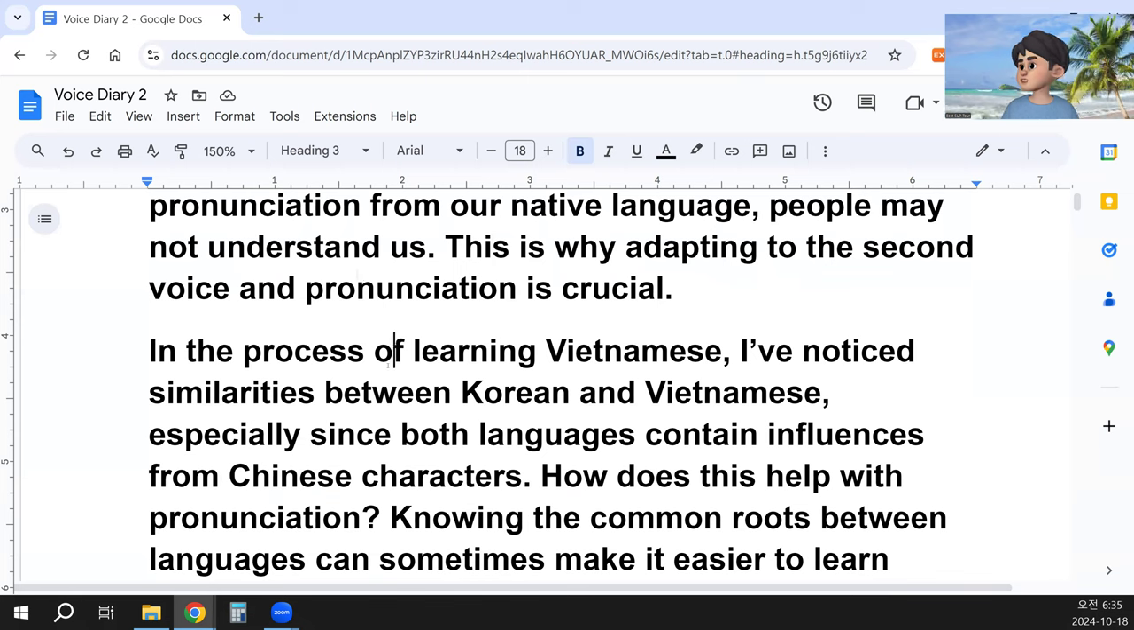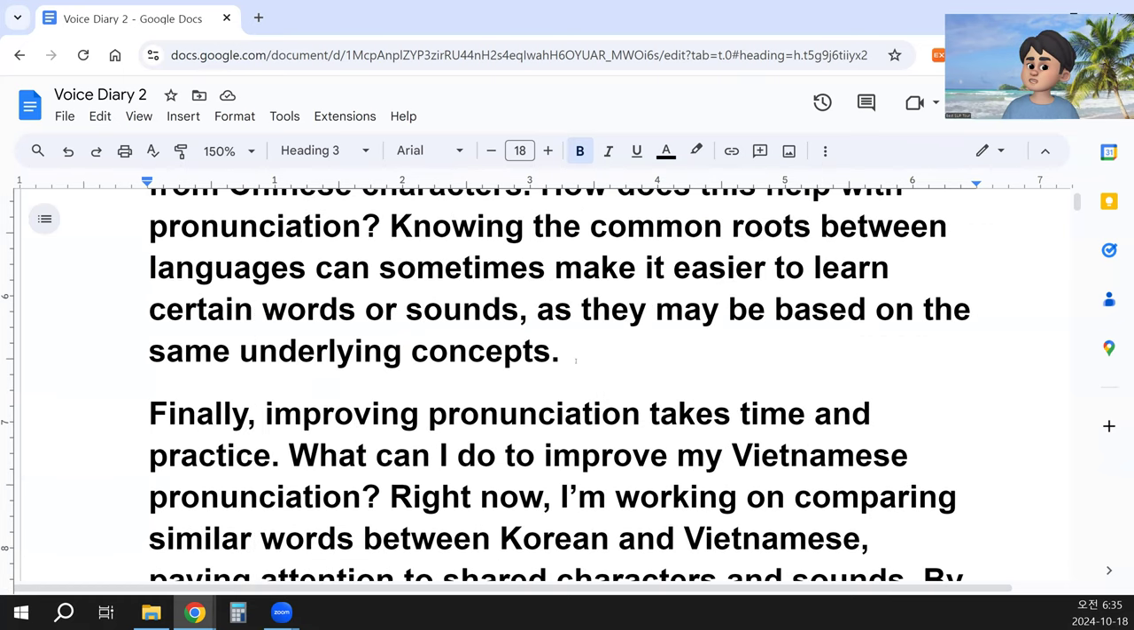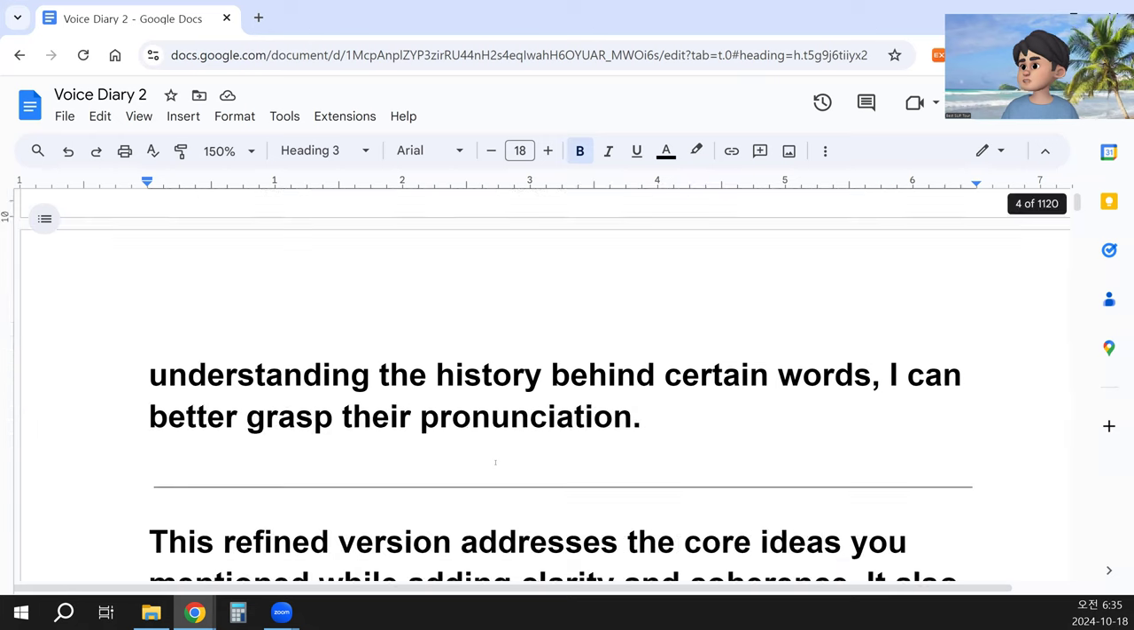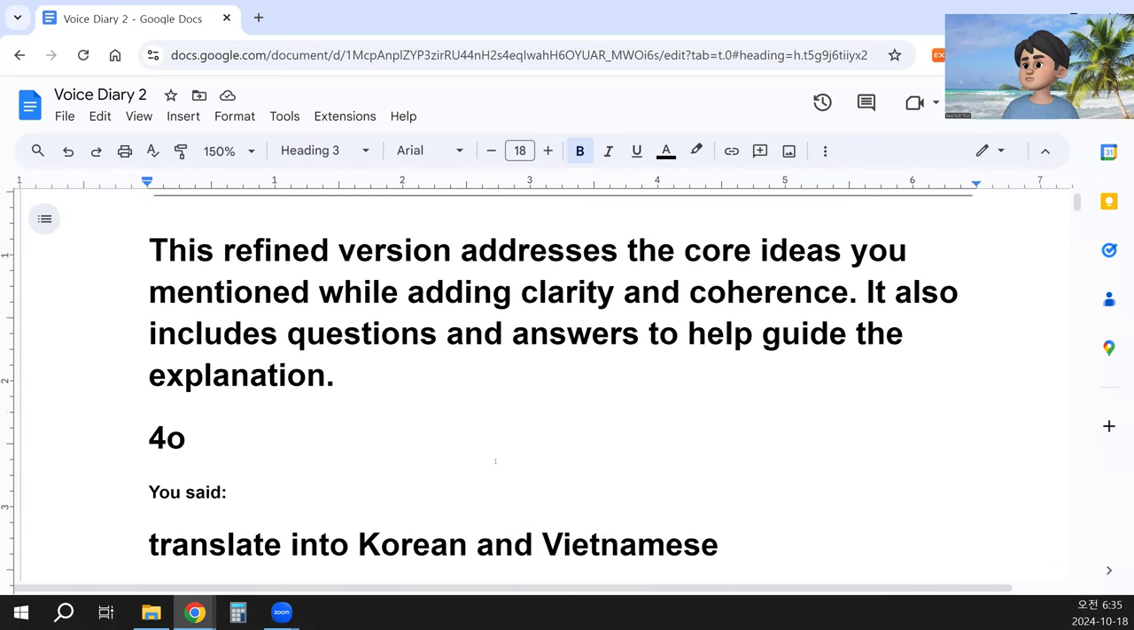In the process of learning Vietnamese, I have noticed similarities between Korean and Vietnamese, especially since both languages contain influence from Chinese characters. How does this help with pronunciation? Knowing the common roots between languages can sometimes make it easier to learn certain words or sounds, as they may be based on the same underlying concept. Finally, improving pronunciation takes time and practice. What can I do to improve my Vietnamese pronunciation? Right now, I'm working on comparing similar words between Korean and Vietnamese, paying attention to shared characters and sound. By understanding the story behind a certain word, I can better grasp its pronunciation.